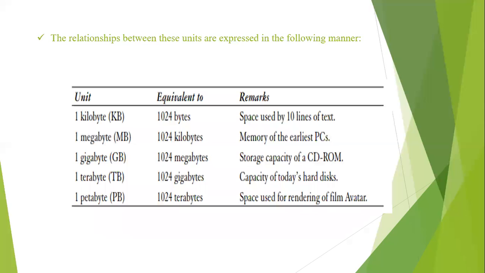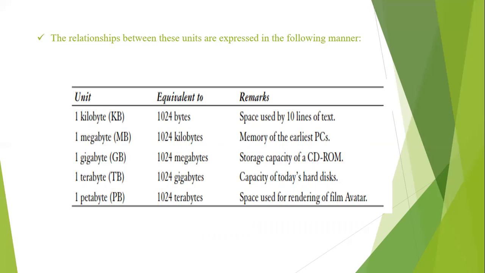Let us further talk about these words. The relationships between these units are expressed in the following manner. 1 bit, I again repeat, means it's either 0 or 1. Next, a group of 4 bits is called a nibble. A group of 8 bits is called a byte, each bit either 0 or 1. It can be any combination, all 8 zeros or all 8 ones, or 0 1 0 1 0 1 0 1, any combination. A group of 8 bits is called 1 byte. A group of 4 bits is called a nibble. A single bit is either 0 or 1.